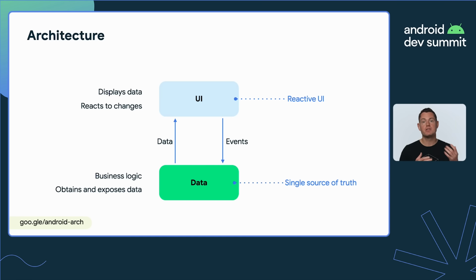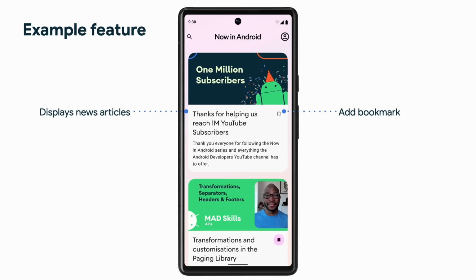In this way, we have a single source of truth for the app's data, and the data only flows in one direction. This is known as unidirectional data flow and is an excellent way of keeping your app in a consistent state. If we apply this general guidance to this specific feature, we can clearly define the responsibilities for each layer.